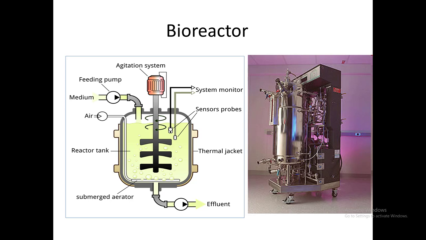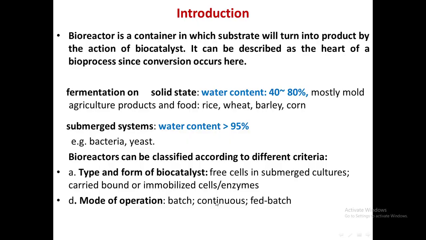This is the diagram of a bioreactor. There is an agitation system, a feeding pump where we feed the media substrate, the system monitor, sensor probe, and thermal jacket to monitor the temperature. This is the reactor tank. This is the submerged aerator, and the effluent is passed out through this outlet.